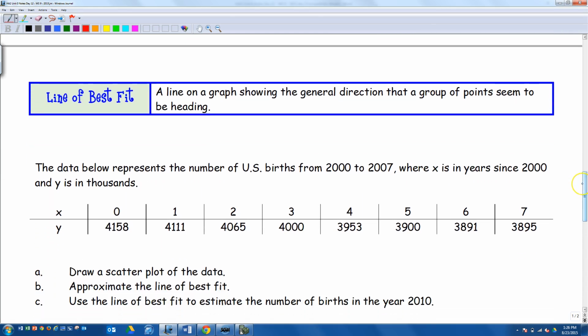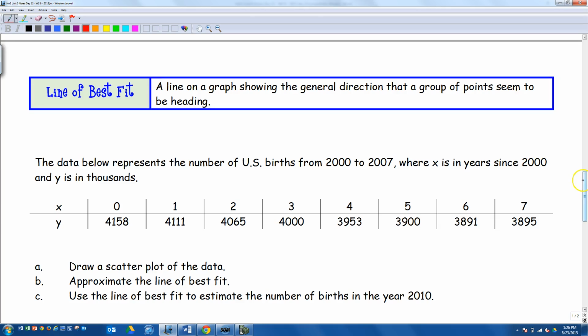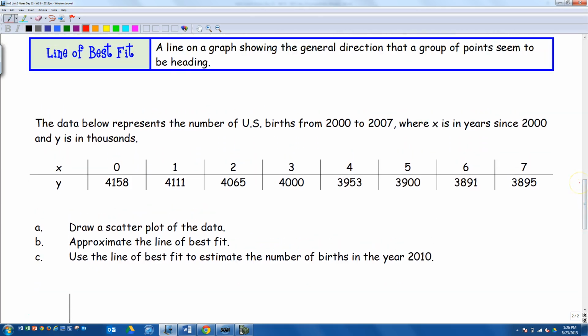Alright, a line of best fit. A line on a graph showing the general direction that a group of points seems to be heading. So this is where we're going to use our calculator. So pause the video now if you don't have your calculator out and go get your calculator. So hopefully you have your calculators now.